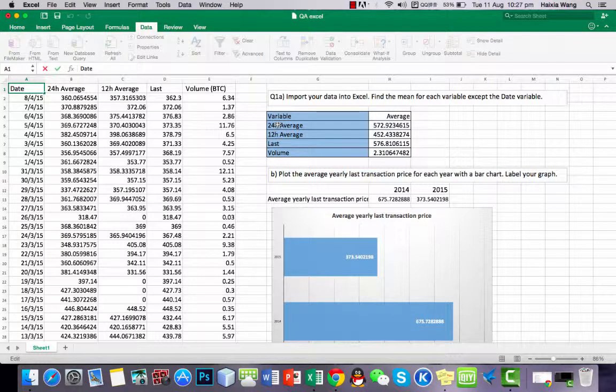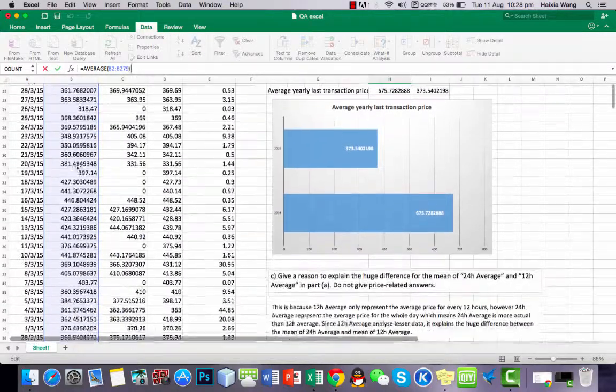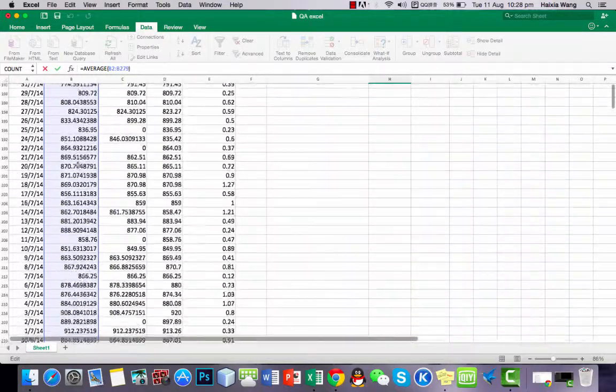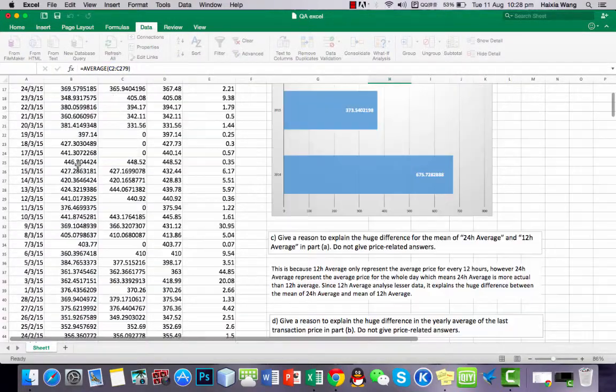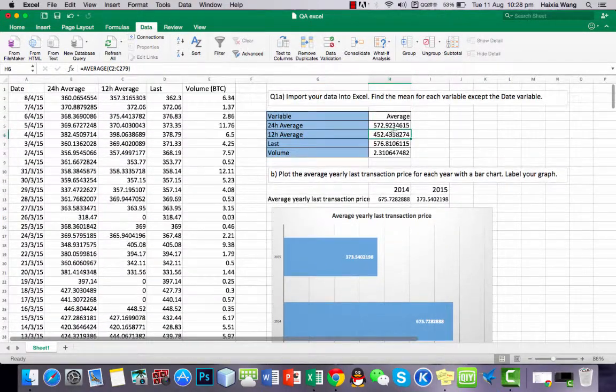For part A, I draw the table first. Then for the first variable, 24 hours average, I use the formula equal sign average. Then I select the whole column until the last one. Then I press enter. Then this is what I get.